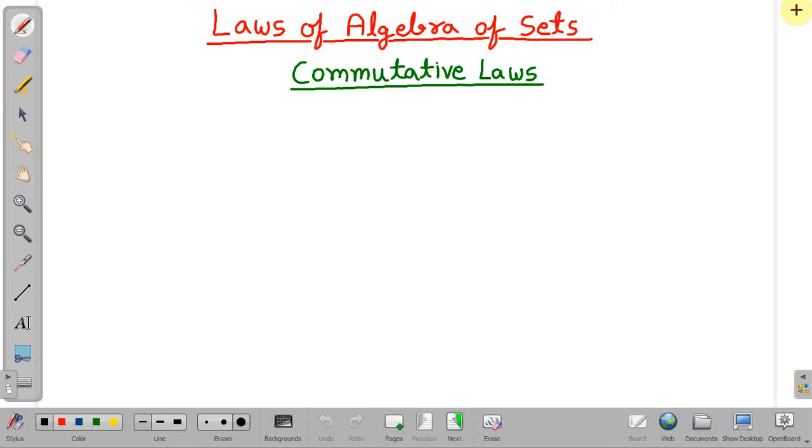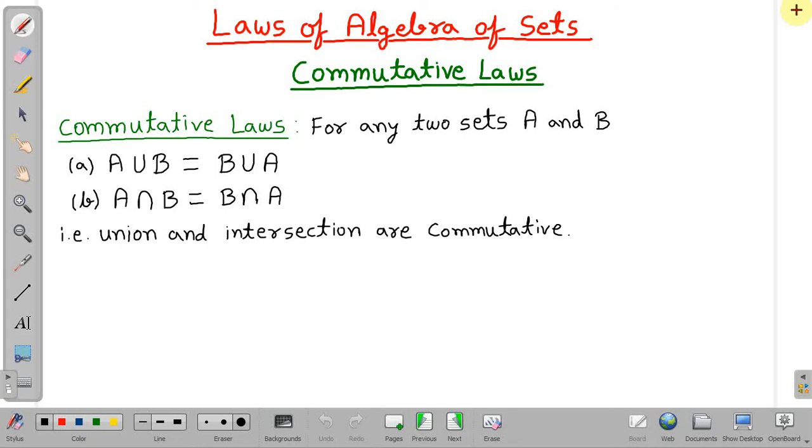In this lecture, we will discuss commutative laws, which are part of the laws of algebra of sets. First, we will discuss what the commutative law is, then we will try to prove the same. Okay, so what are commutative laws?